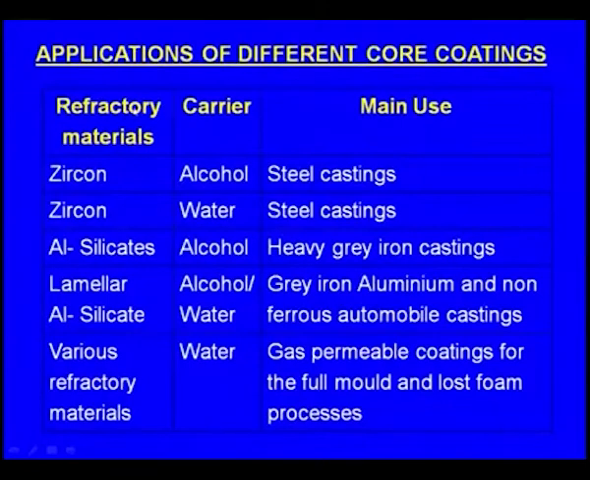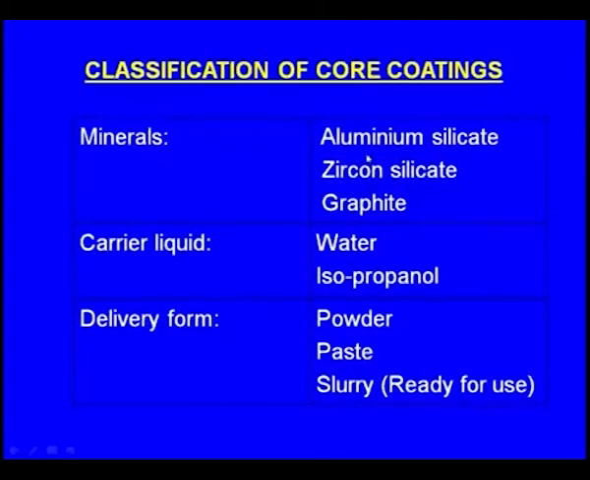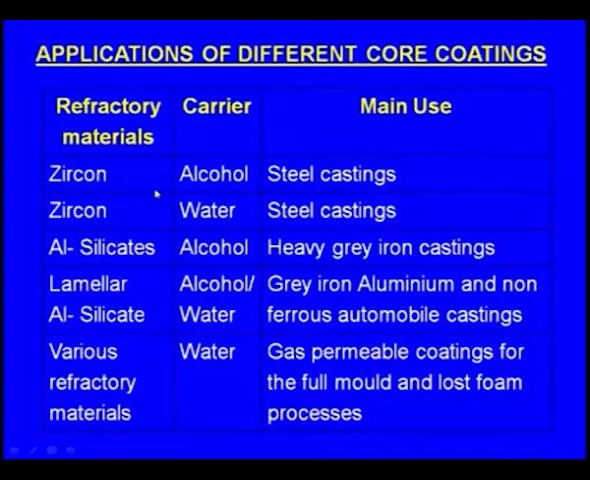Now, these are the applications of the different core coatings. We have seen that different materials are there, so these are the different core minerals and what are their applications. First one is zircon mixed with alcohol; when the carrier is alcohol, it is used for steel castings. Zircon, when the carrier is water, is also used for steel castings.